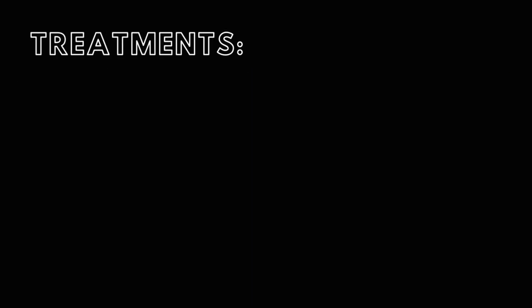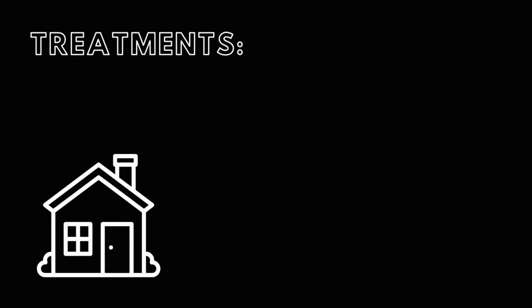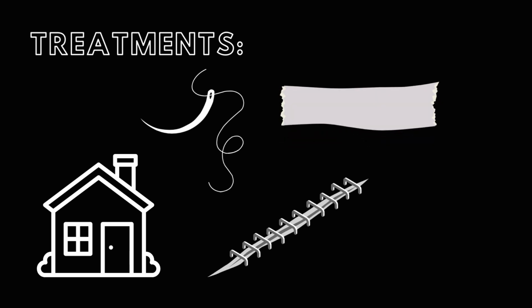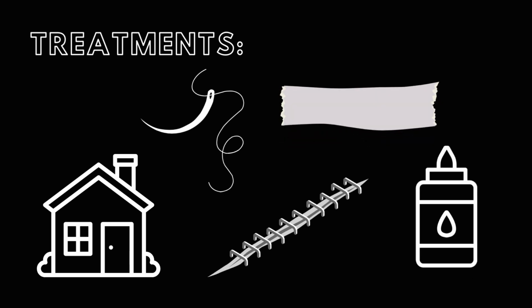Minor cuts to epithelial tissues can be treated at home, while deeper wounds may require medical attention involving sutures, staples, adhesive strips, or surgical glue based on the injury's depth and location. Poor blood supply can slow or prevent healing, which can lead to chronic wounds.